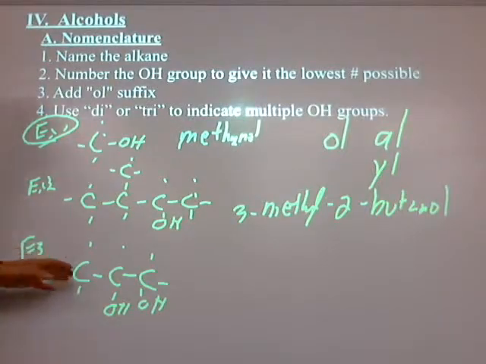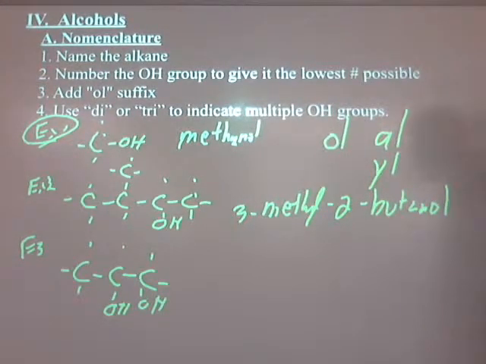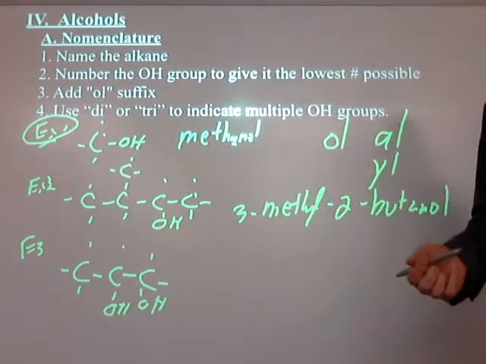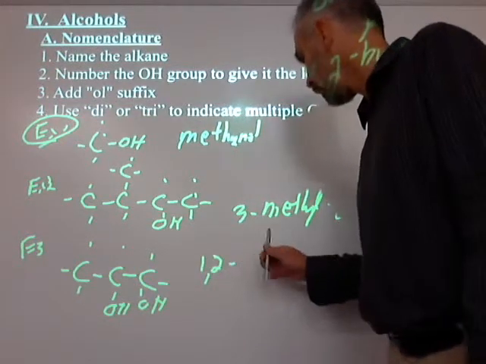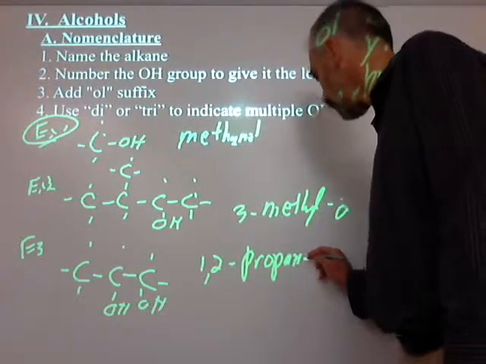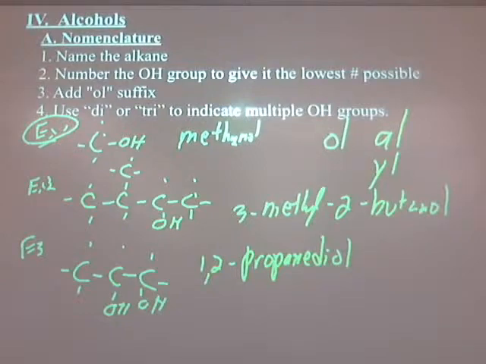Now, how I would name this guy is a little weird. Listen to this carefully. You ready? It's a little strange. I have to put a di in front of it. Where does the di go? I've got two OHs. This guy is called 1,2-propane-diol. 1,2-propane-diol. Okay?